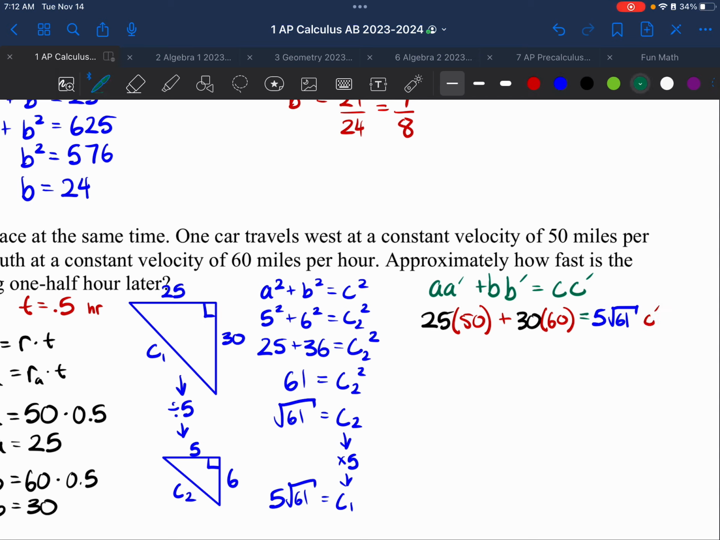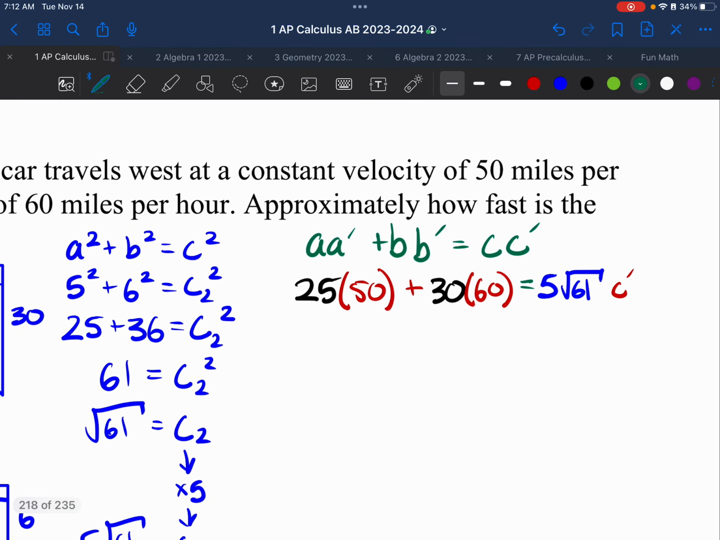All right. Now I'm going to ignore the colors, and I'm just going to go with green. All right. 25 times 50. Well, that's 25 squared times 2. So 25 squared is 625. 625 times 2 is 1,250. So I'm going to say this is 1,250 plus 30 times 60, which is the same thing as 30 times 30 times 2. 30 times 30 is 900. 900 times 2 is 1,800. 1,800. And that's going to be equal to that 5 root 61 of C prime.